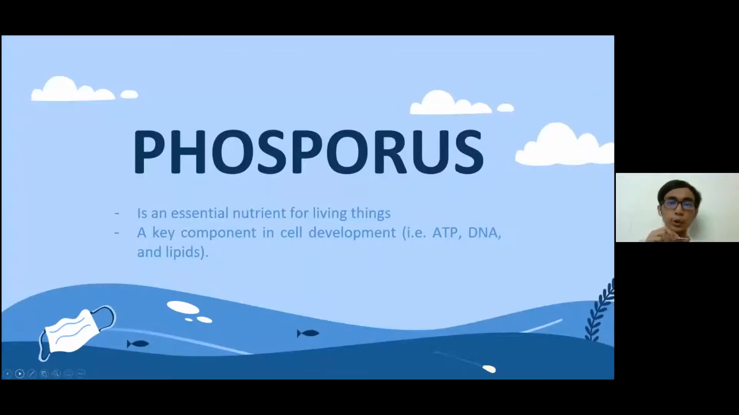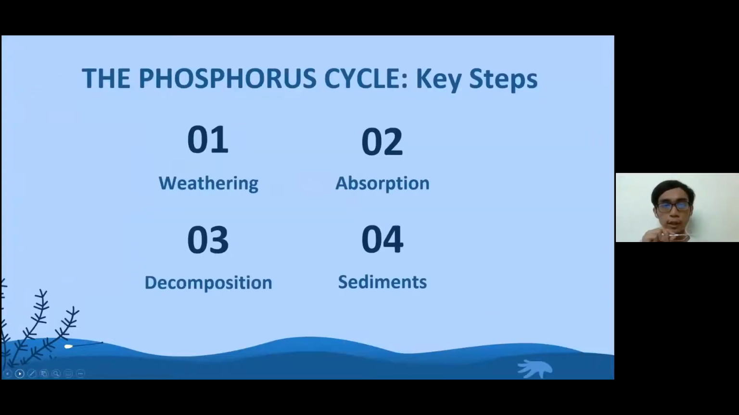Phosphorus is an essential nutrient for us living things. It is a key component in cell development, especially with ATP, DNA, and lipids. Though phosphorus can be found all around us, it needs to undergo a lot of processes to turn into an absorbable form for living organisms. The phosphorus cycle has four key steps, namely weathering, absorption, decomposition, and sediments.